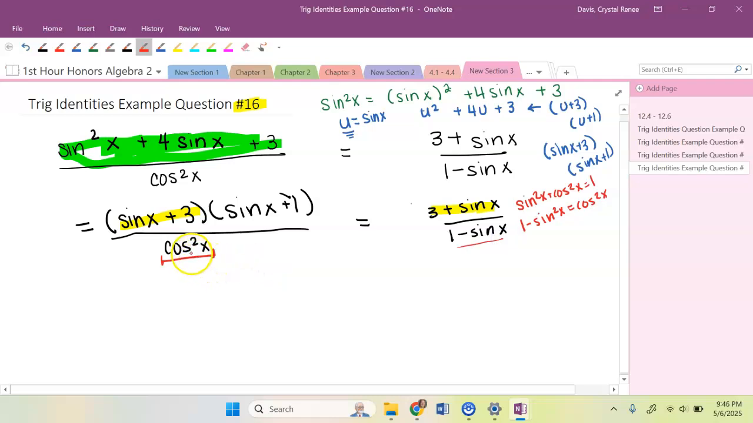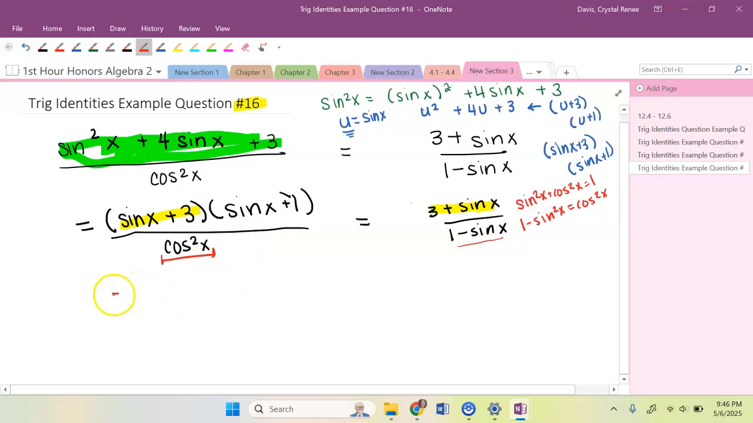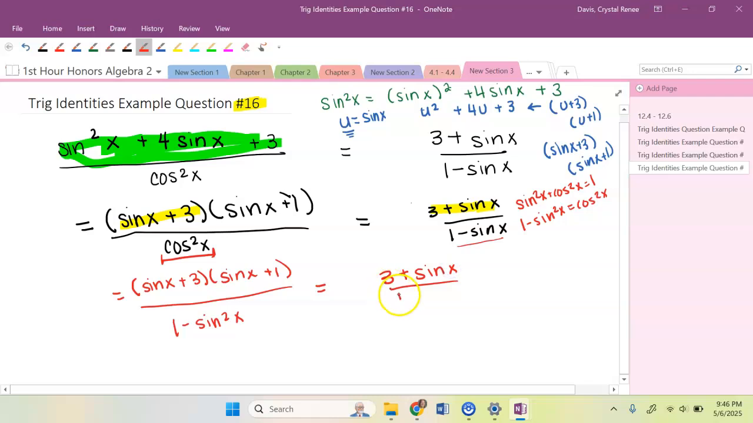So I'm going to go out on a limb and see if this works out. If it does, great. If it doesn't, we can start over. I'm going to change this to sine of x plus 3 times sine of x plus 1 over, and then cosine squared of x I'm going to change to 1 minus sine squared of x. Remember, I want this to equal 3 plus sine of x over 1 minus sine of x. Once again, I'm focusing on the bottom first because that's the hardest part.